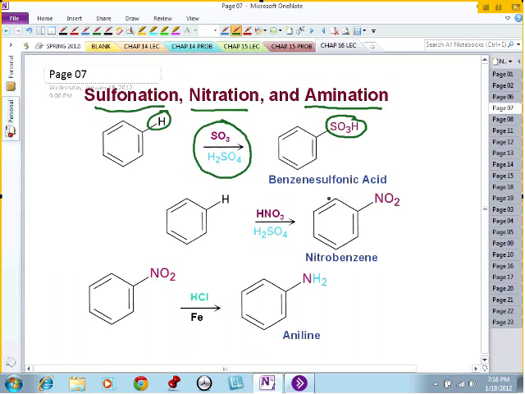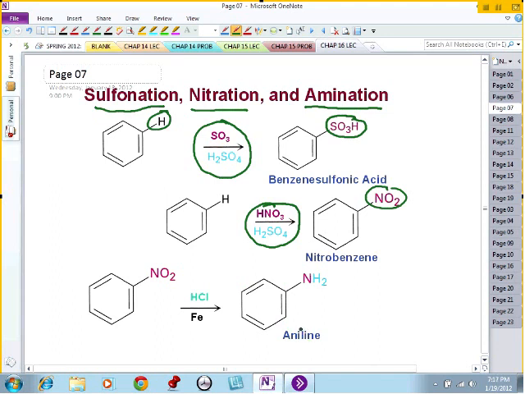Now, supposing I want to form nitrobenzene, what reagent do I need to form nitrobenzene from benzene? What reagent? What is it? Nitric acid and sulfuric acid, exactly. If I want to do nitration, I need to use this reagent here. There is no other way to do this. You want to replace hydrogen on benzene with a nitro group. This is the nitro group. You must use this reagent.